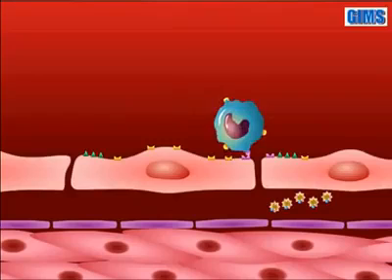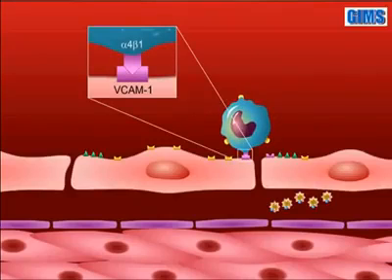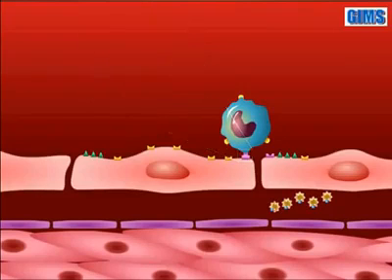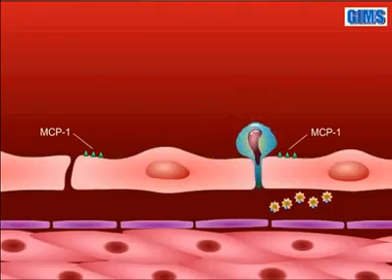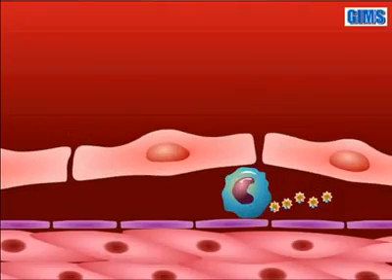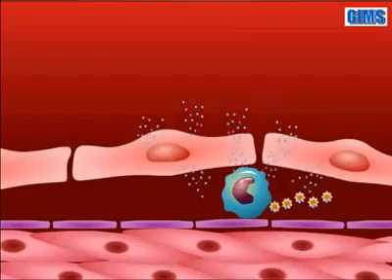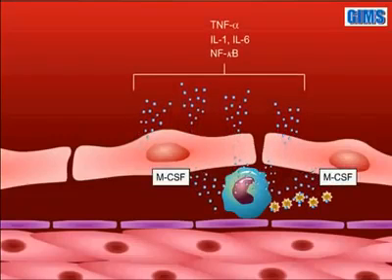Monocyte adhesion arrest results when alpha-1 beta-1 integrin and the VCAM1 receptor on the monocyte are activated by chemokines. MCP1 binds to its receptor CCL2 and signals for monocyte transmigration through the endothelium into the vessel wall. The monocyte differentiates into macrophages under the influence of macrophage CSF.